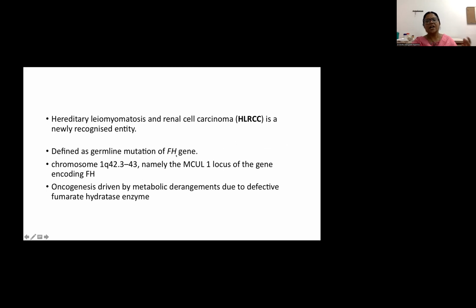As you all know, if you brush up your biochemistry knowledge, fumarate hydratase is the enzyme which has a crucial role in your Krebs cycle, which helps in the conversion of fumarate to malate. When this gene is mutated, the enzyme does not function properly, so the conversion of fumarate to malate does not happen. So there is an accumulation of succinate within the cell. The oncogenesis in this situation is driven by this metabolic derangement happening because of the defective fumarate hydratase enzyme.